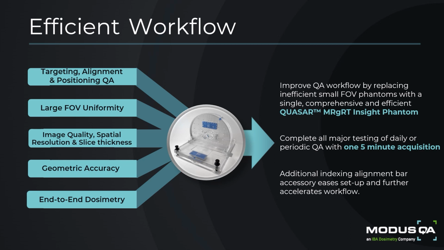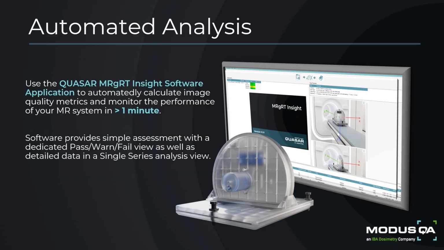As I touched upon briefly in the previous slide, included with the system is the QUASAR MRgRT Insight software application that's designed to work in tandem with the physical Phantom to provide a faster, more efficient analysis of the images acquired on your selected MR system. Now, the software suite is a fully automated image analysis software in which it can calculate the image quality metrics on the computer in less than just 1 minute, in which it will spit out the information as either pass, fail, or a warning, depending on what your tolerances are set as.